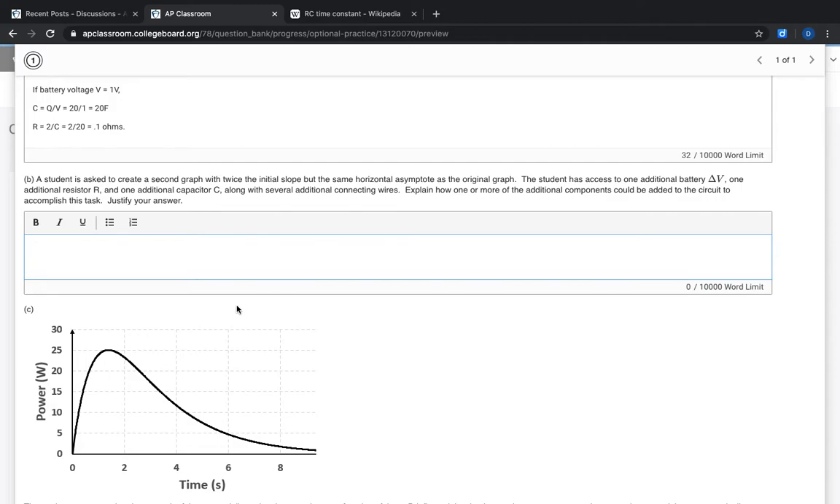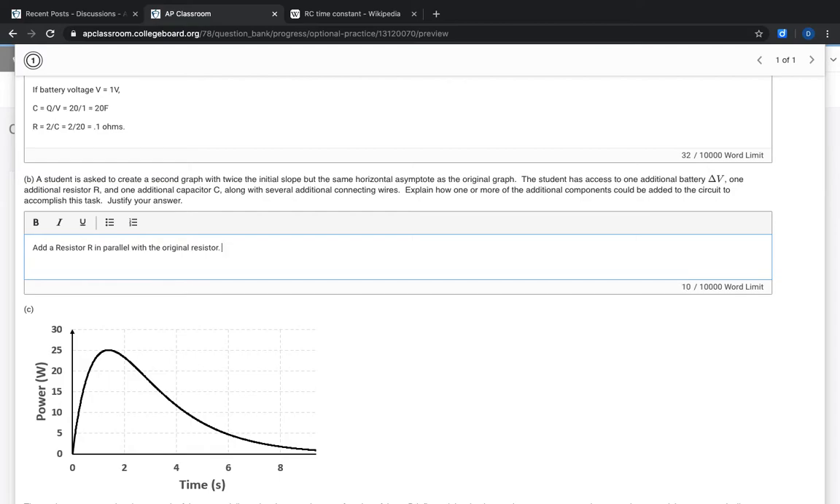you want to kind of answer this in a claim, evidence, reasoning style. That's usually what the scoring guides look like. They're looking for a claim and evidence and reasoning. So our claim here is going to be add a resistor R in parallel with the original resistor, and that's it. That's the only thing we're going to do.